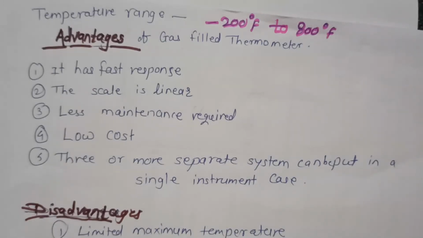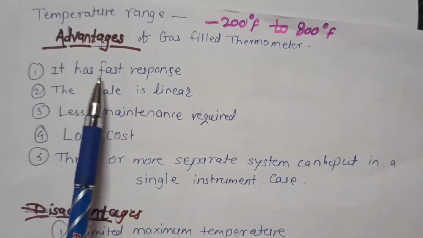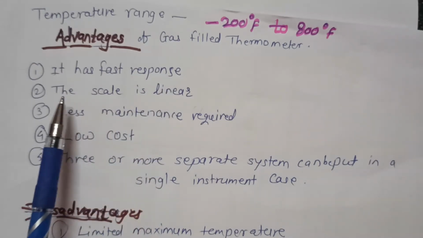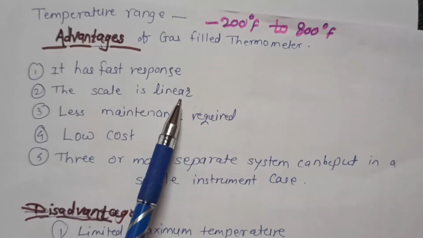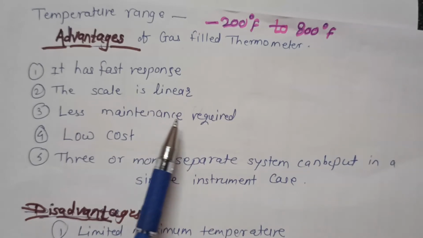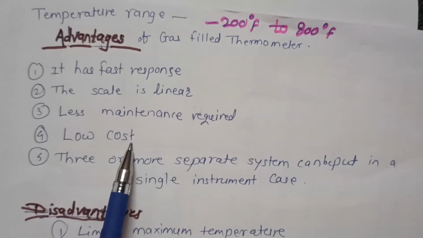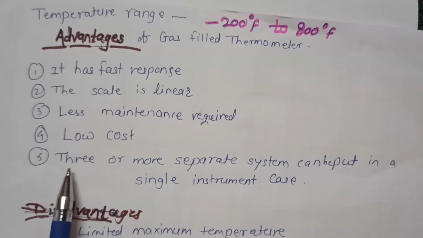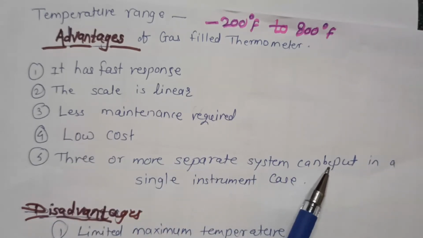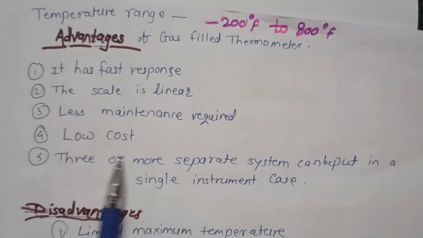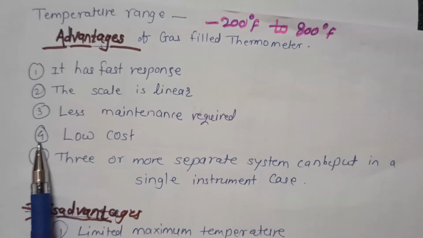Advantages of gas filled thermometer. First advantage, gas filled thermometer has fast response. Its scale is linear. Less maintenance is required. Having low cost. Three or more separate systems can be put in a single instrument case. These are the advantages of gas filled thermometer.